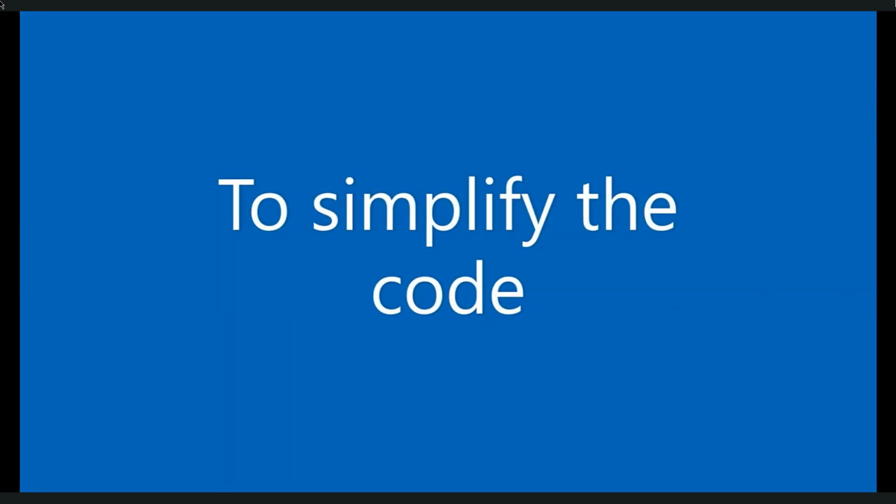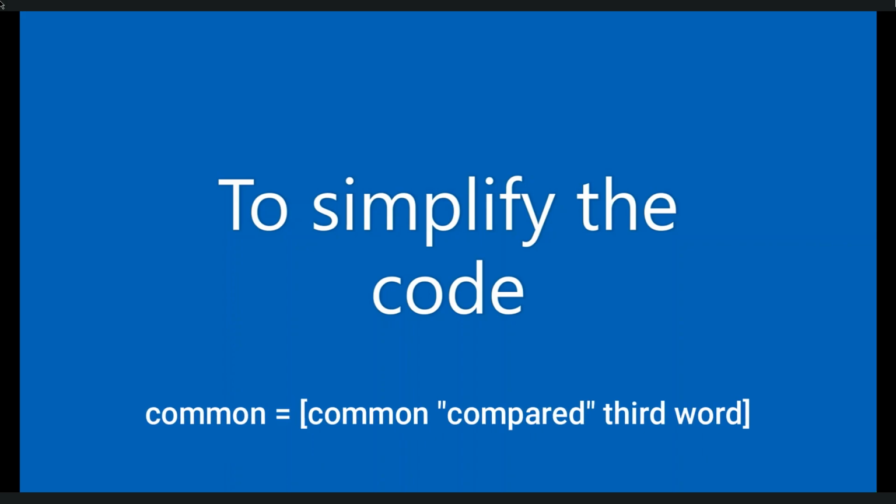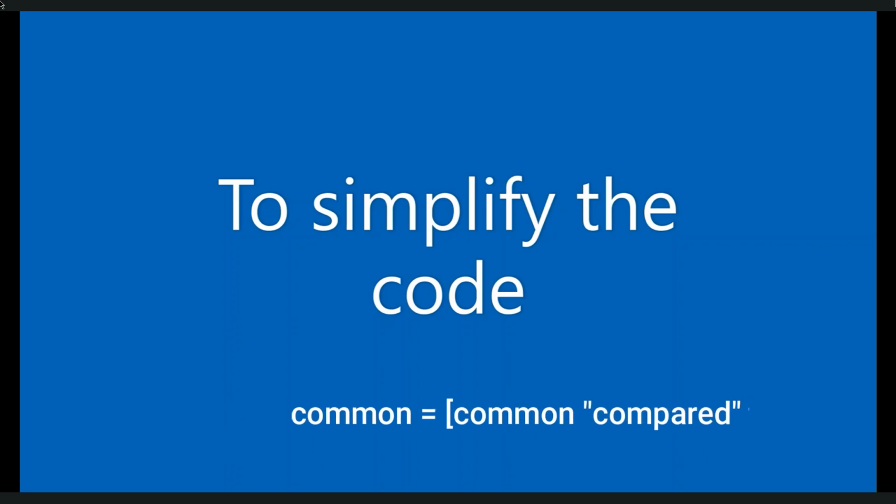So basically what the program does is, it compares the letters of the first word to the letters of the second word, and if common characters are found, they are stored in the common array. Then it will compare the letters stored in the common array to the letters of the third word, and if there is a character in the common array that can't be found in the third word, the program then removes that character from the common array.